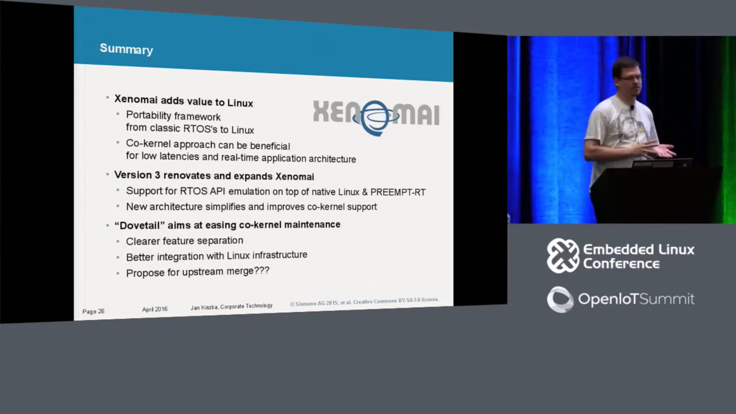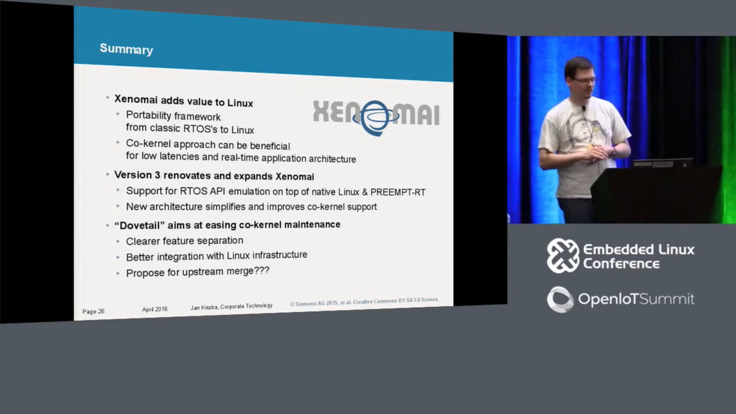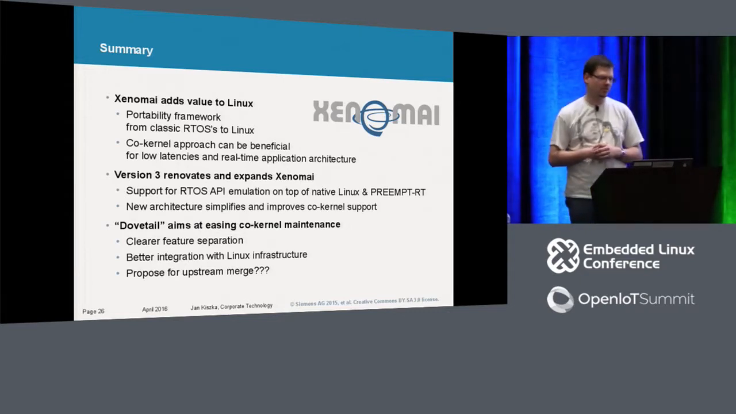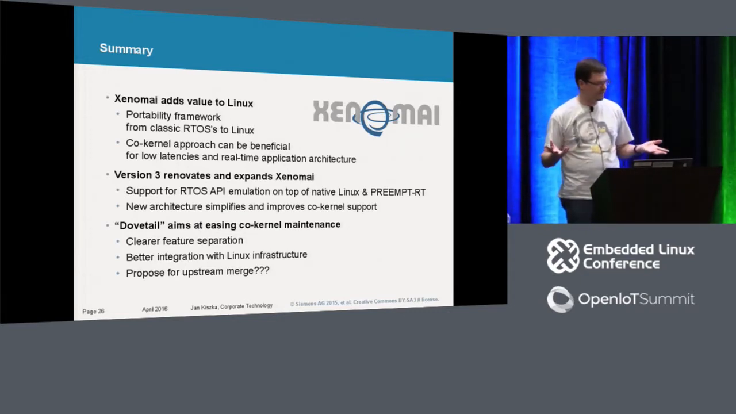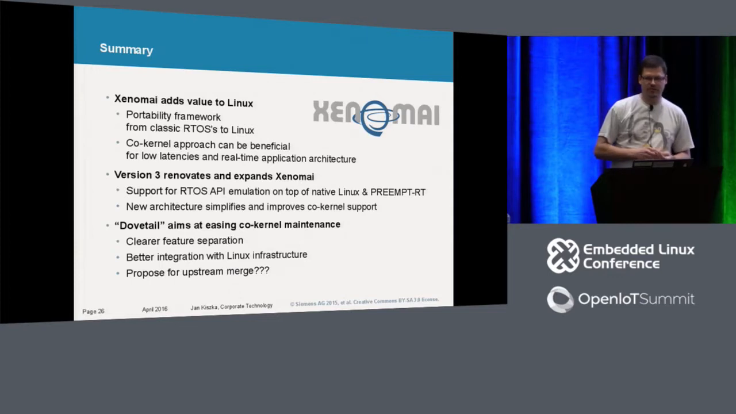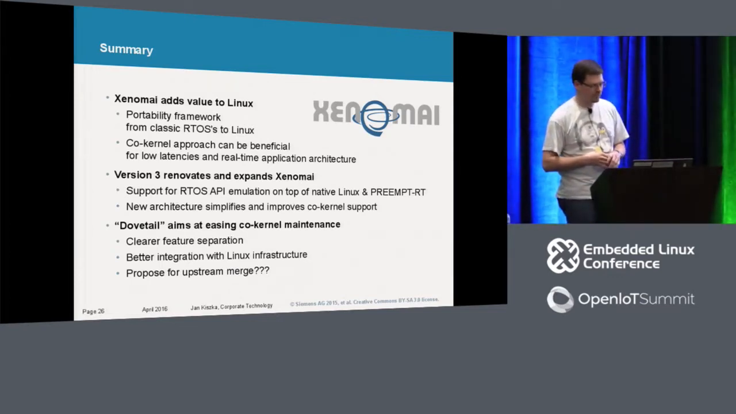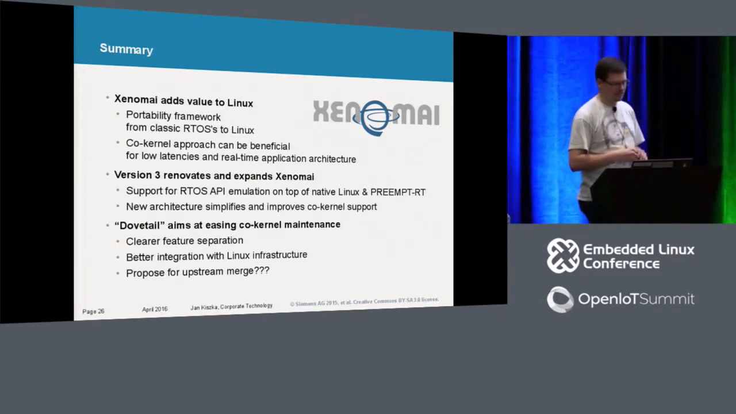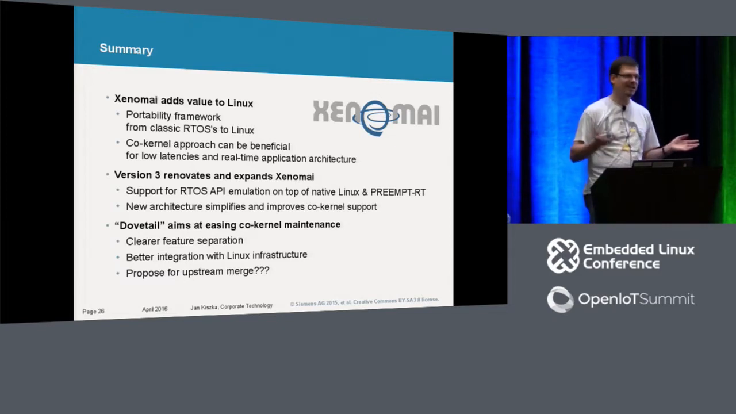The co-kernel approach specifically can be beneficial in certain application domains, because it can come with lower latency than the native real-time support. So this is still a value. So Xenomai 3 was developed to renovate and expand the architecture on Xenomai. First of all, it introduced native support for the RTOS API on native Linux. And we're also heading towards the improvement of the co-kernel patch in mainline, so that we may get the infrastructure closer to mainline. We may get it merged upstream.